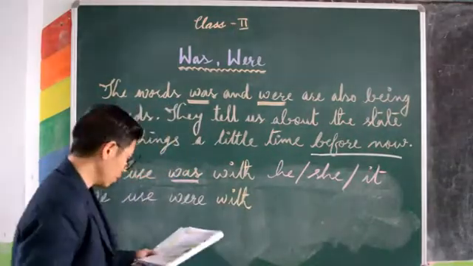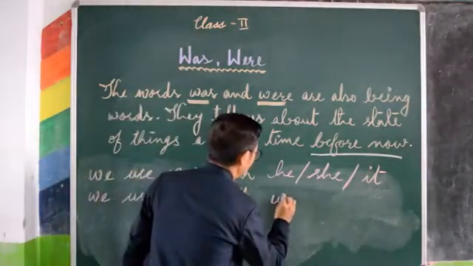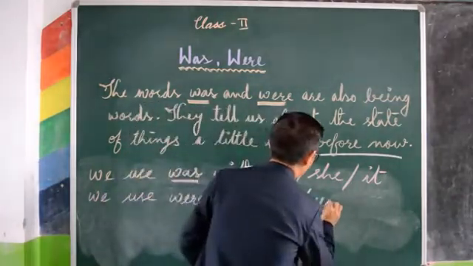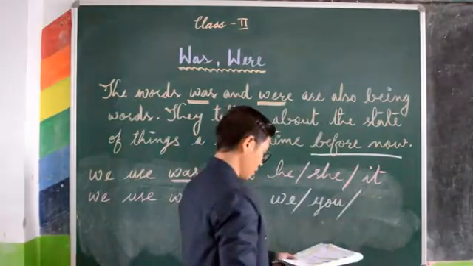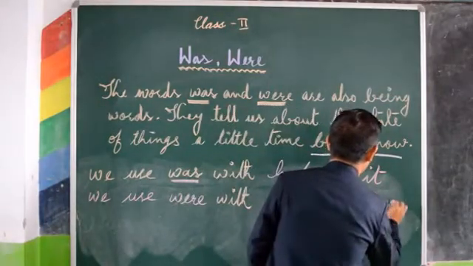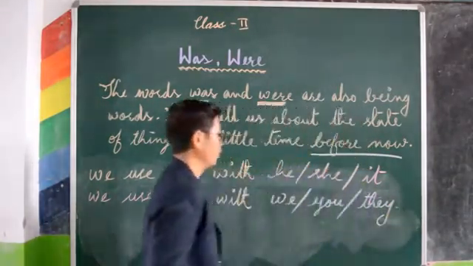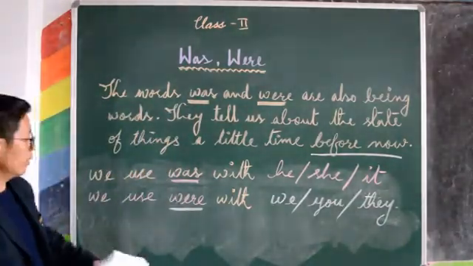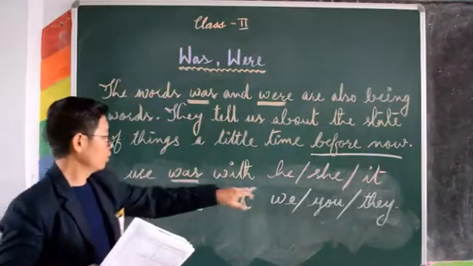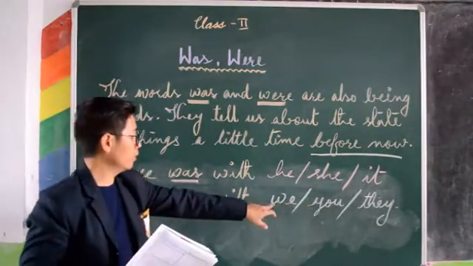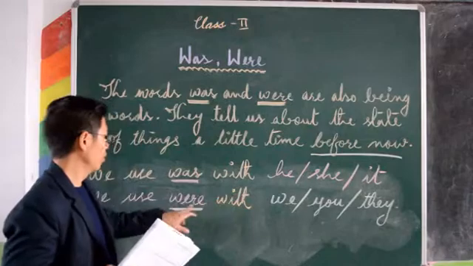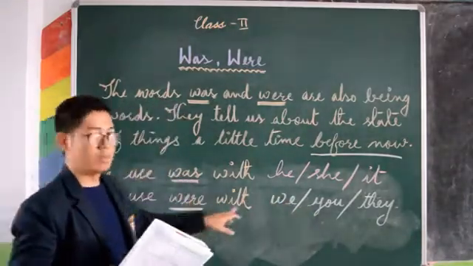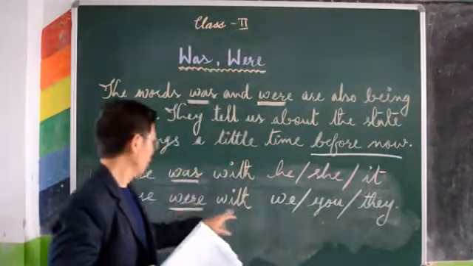We use were with we, you, and they. For example, we were, you were, they were.